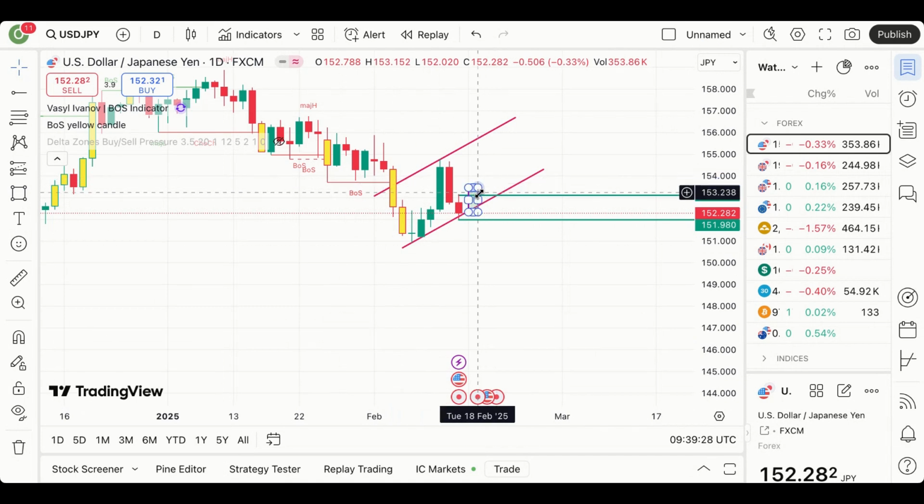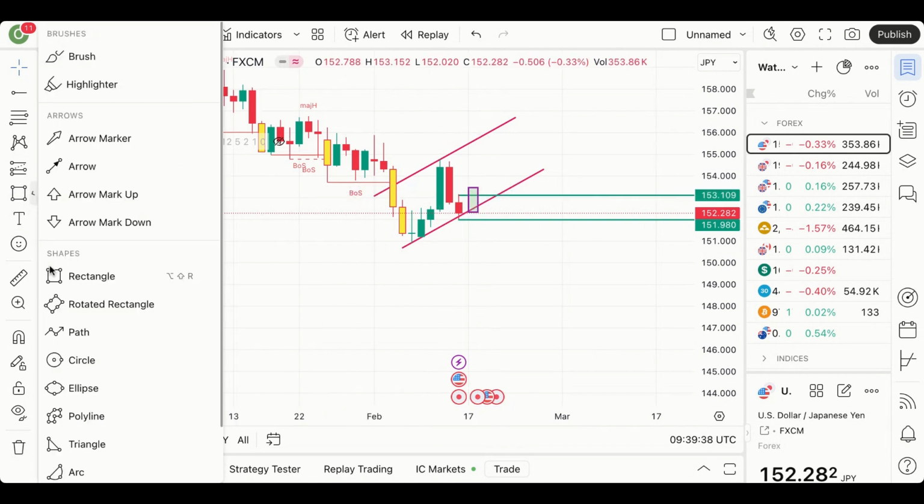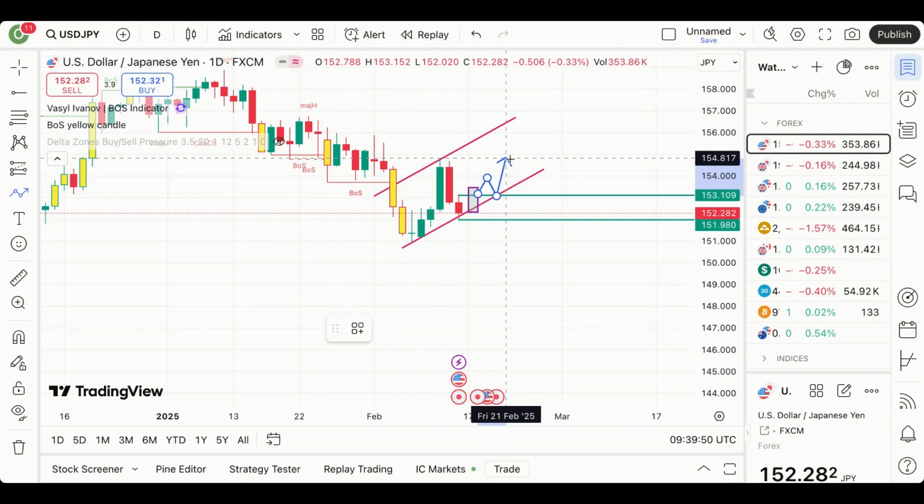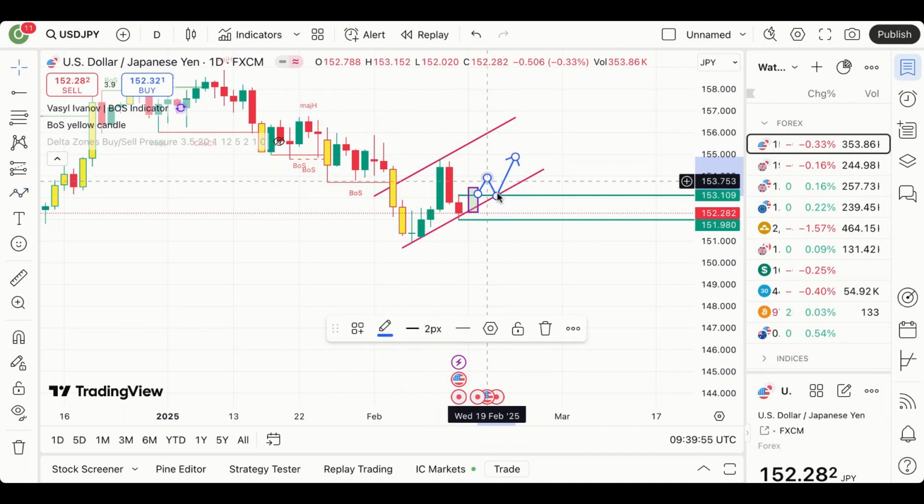Then once it breaks this line, our expectation is something like this. We are looking for a break and retest of this line and come up this way. So when we could see that it breaks and retests this daily candle, then we look for a signal here to enter our trade for uptrend.